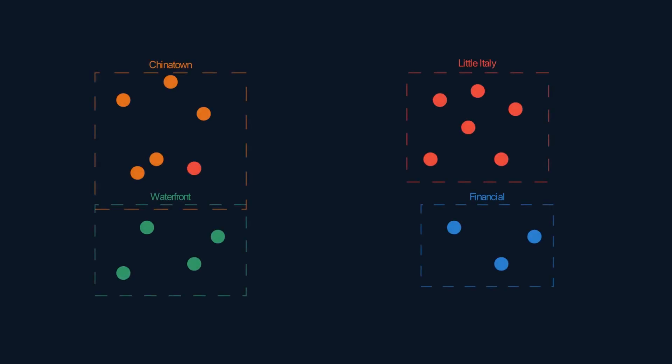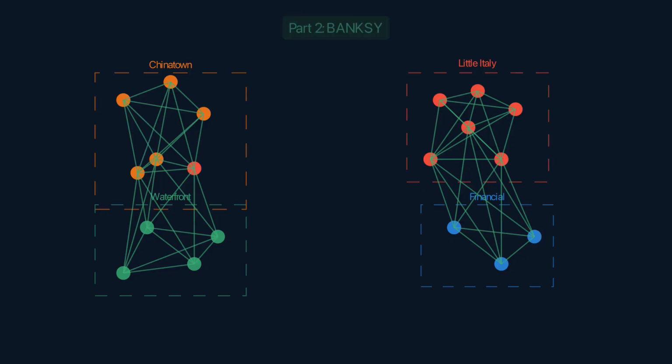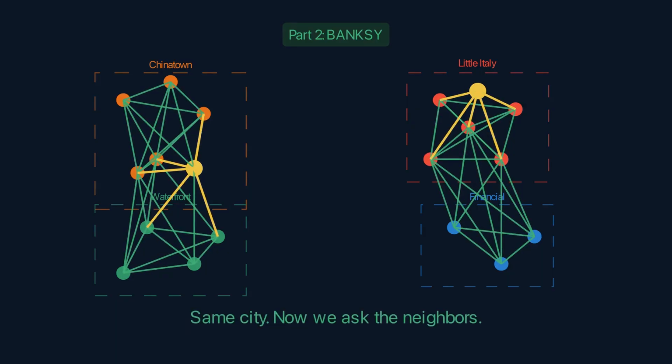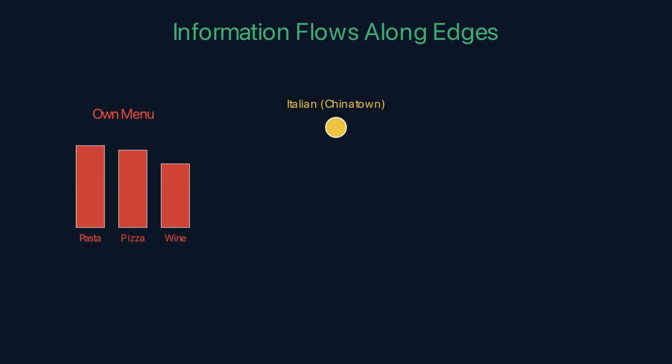The same city, the same 1,000 restaurants, the same KNN graph connecting each restaurant to its geographic neighbors. But now, instead of ignoring the edges, we use them. The edges carry information. Focus on the Chinatown Italian. Its own menu says Italian, but along each edge, its neighbors' menus flow in.